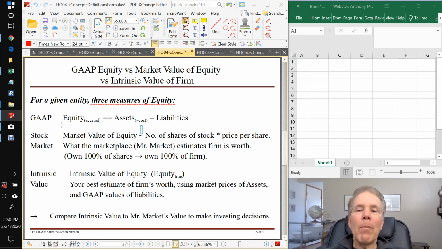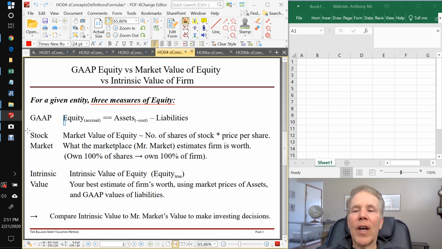So the GAAP measure just comes from the fundamental accounting equation, which says assets equal liabilities plus equity at all times under all circumstances. So through the magic of algebra, we can solve that for equity. Equity GAAP, or equity accrual, is equal to assets at cost or cost minus wear, minus liabilities.